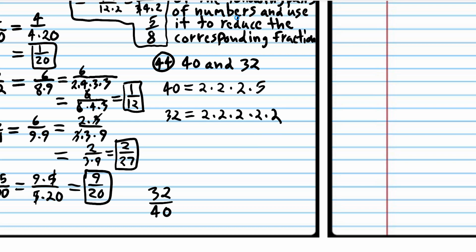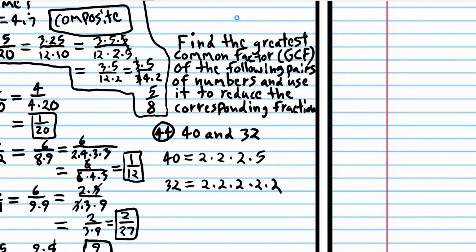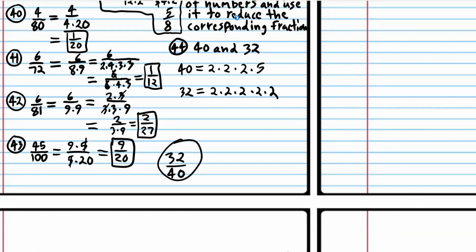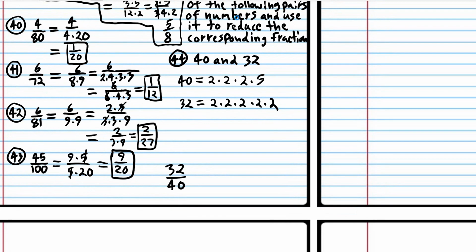All right? So now let's say that you had a fraction, because the problem says find the greatest common factor of the following pairs of numbers. That's 40 and 32 are the pair, and use it to reduce the corresponding fraction. So the corresponding fraction we have down here is 32 over 40. So I'm going to show you how finding the GCF will help you reduce a fraction quicker.